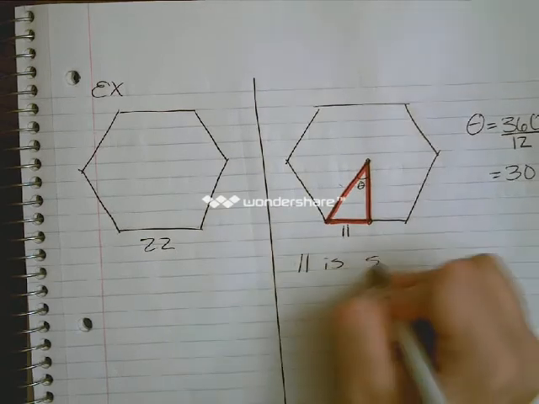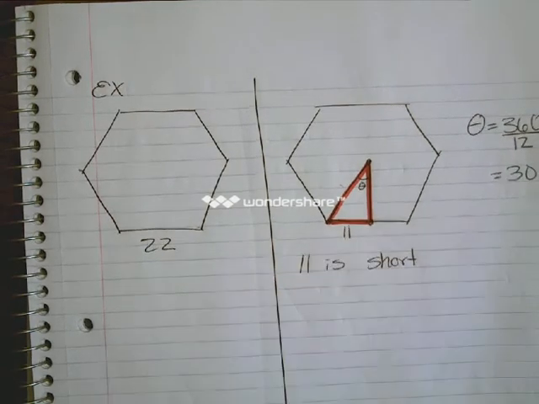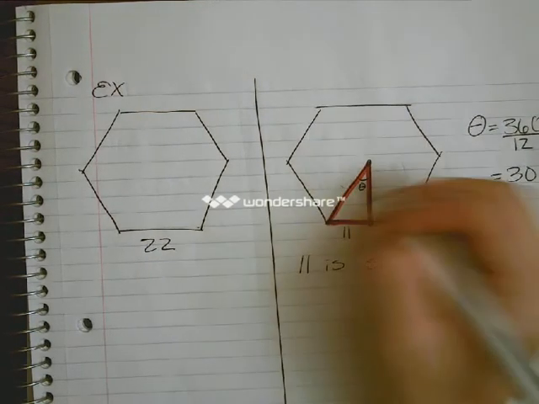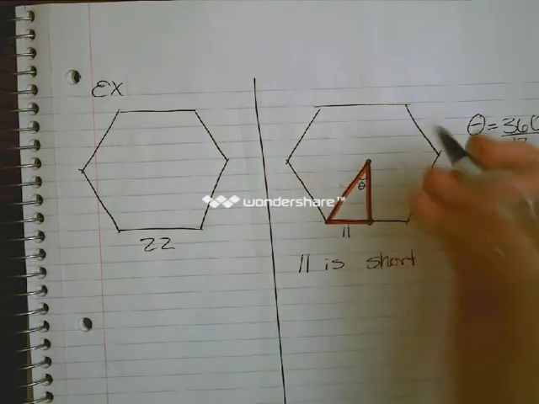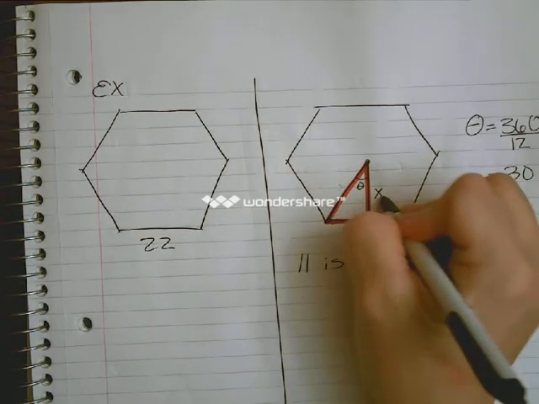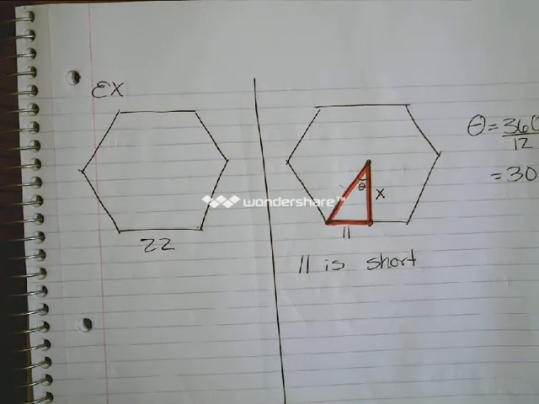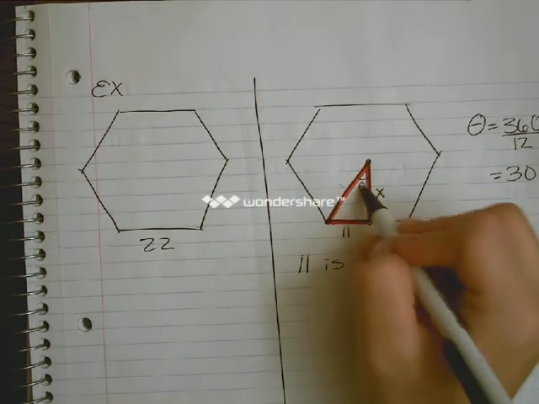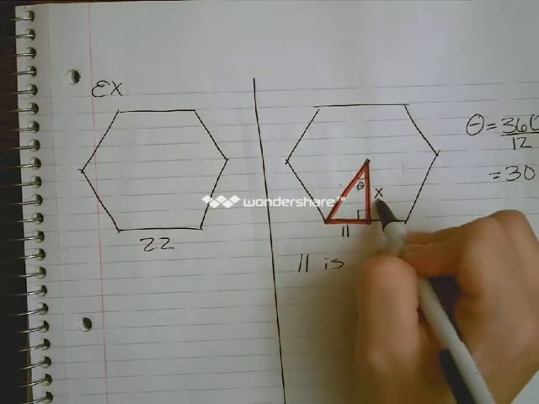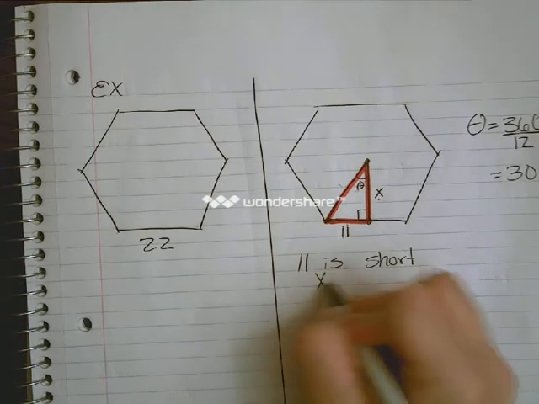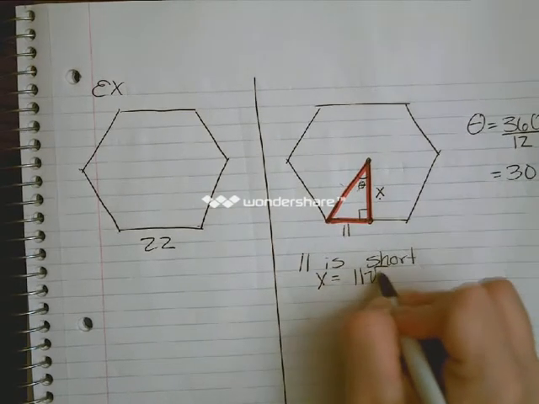And I need the other 2 sides of my triangle. Okay? Actually, I don't really need the radius. You never need the radius. You can find it if you want to, but you don't have to have it. This is my short side because it's across from the 30. Here's my right angle. That makes this my long side. So x is equal to 11 square root 3.